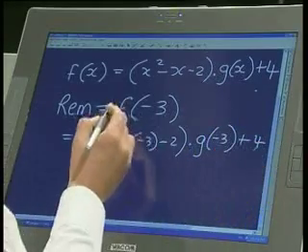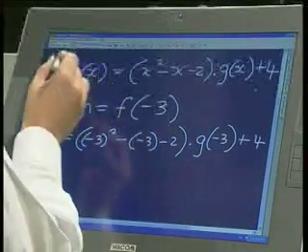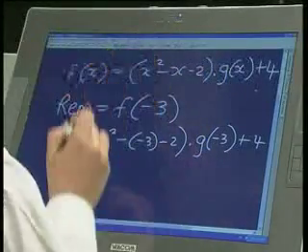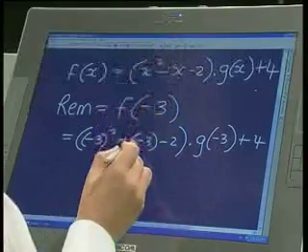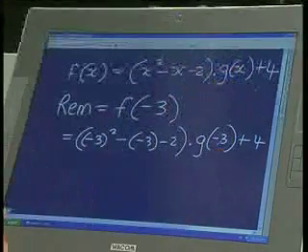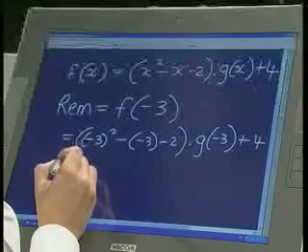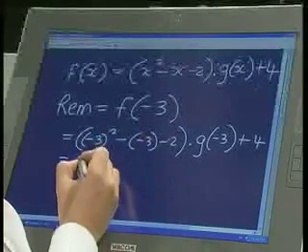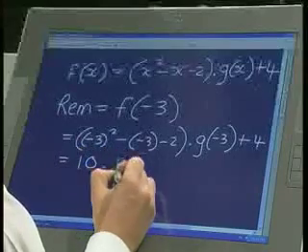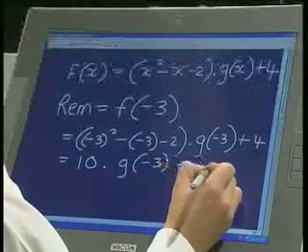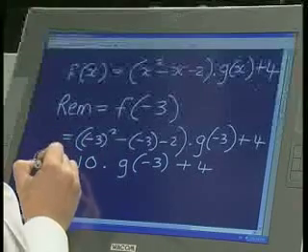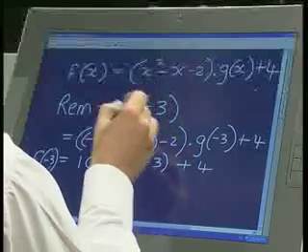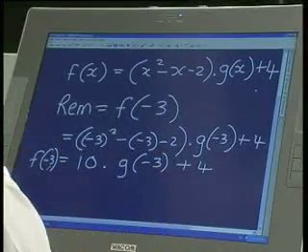How do I work out the function value of a number? I go to the function and I replace all the x's with that number. X squared, minus 3 squared. X minus 3, x minus 3. And now work this out. We've got minus 3 squared, which is 9, plus 3, 12, minus 2, 10, times g of minus 3, plus 4. And what do we know about this? We know that f of minus 3, according to the theorem, is the remainder, that is the case.